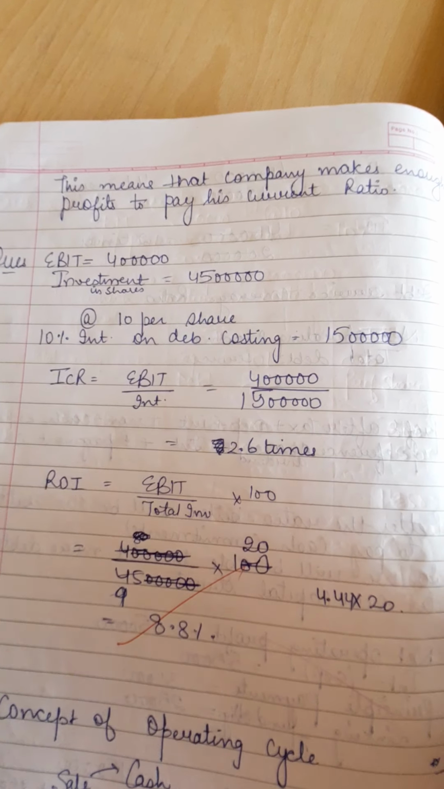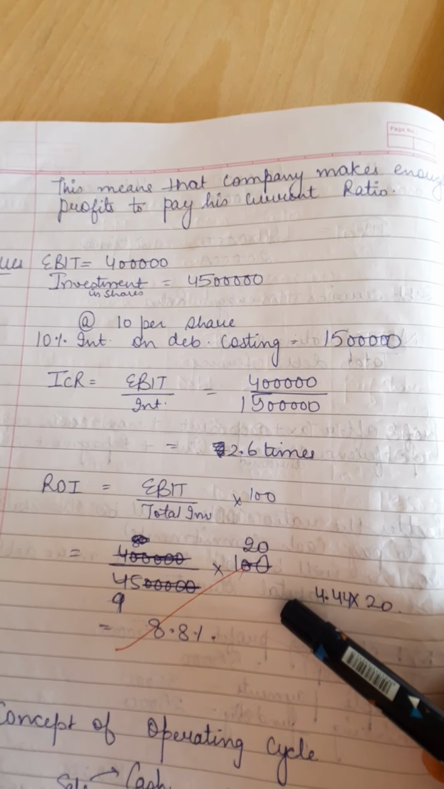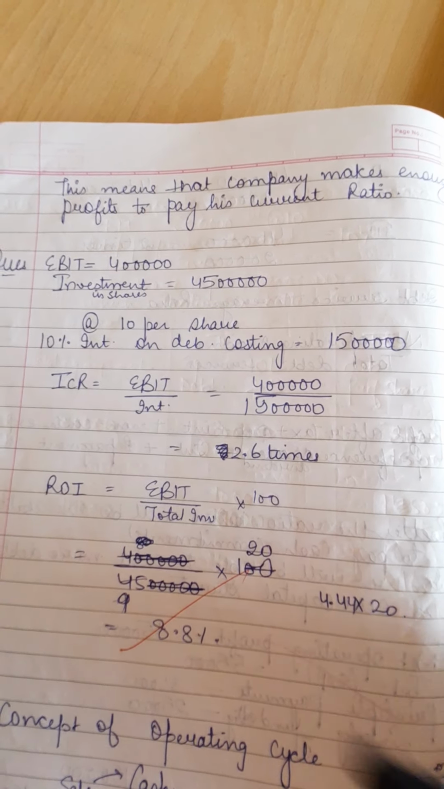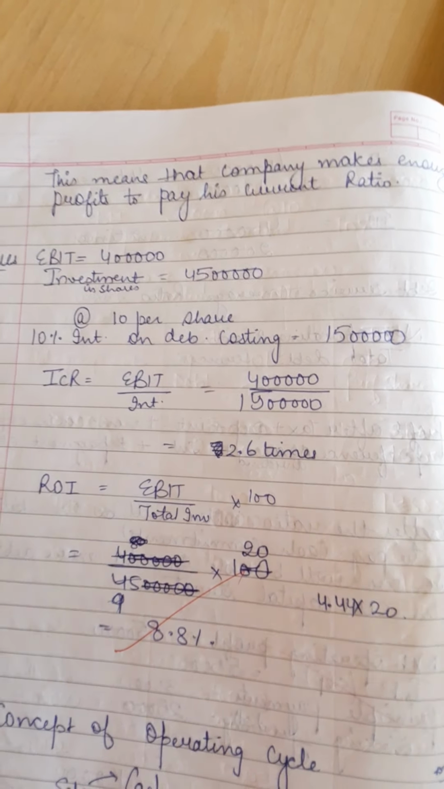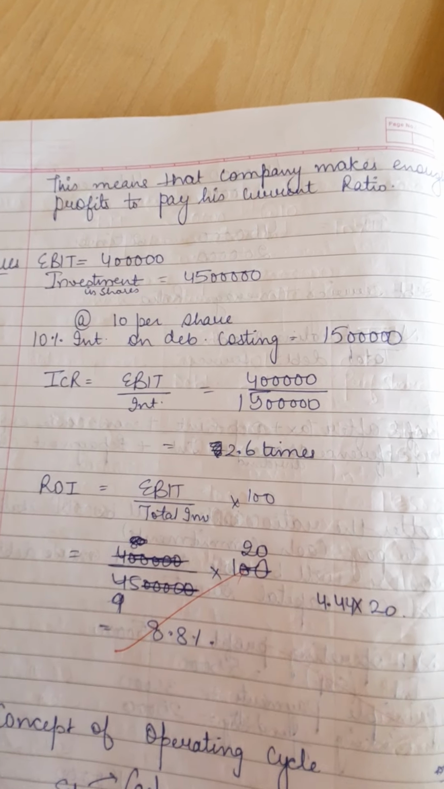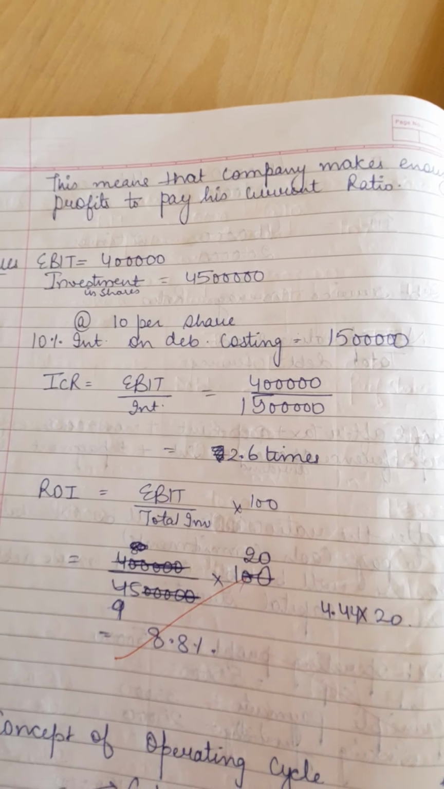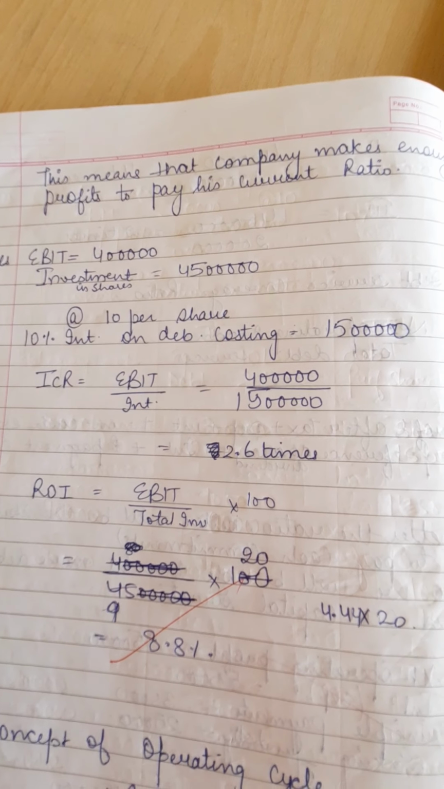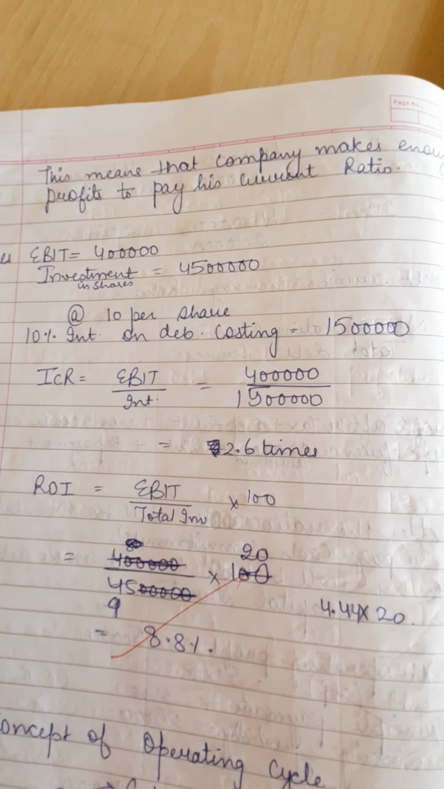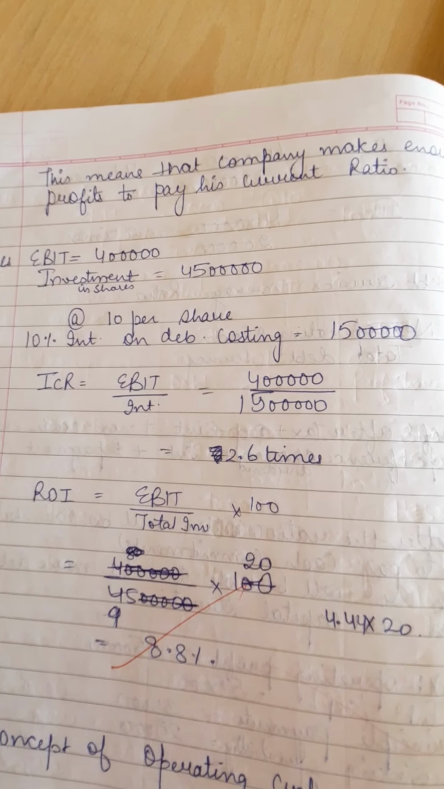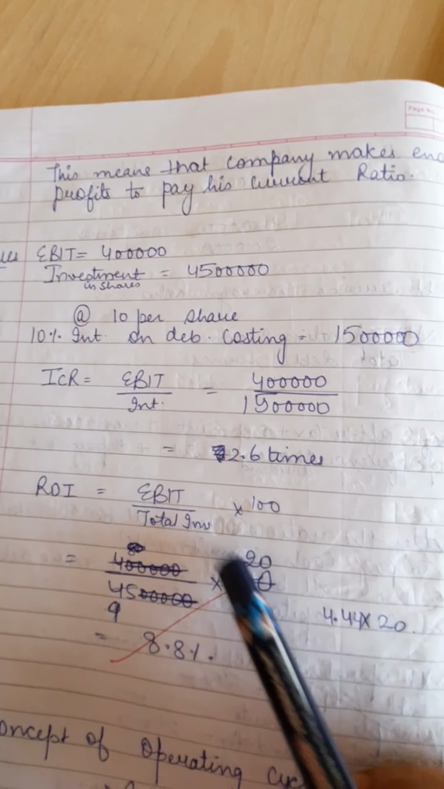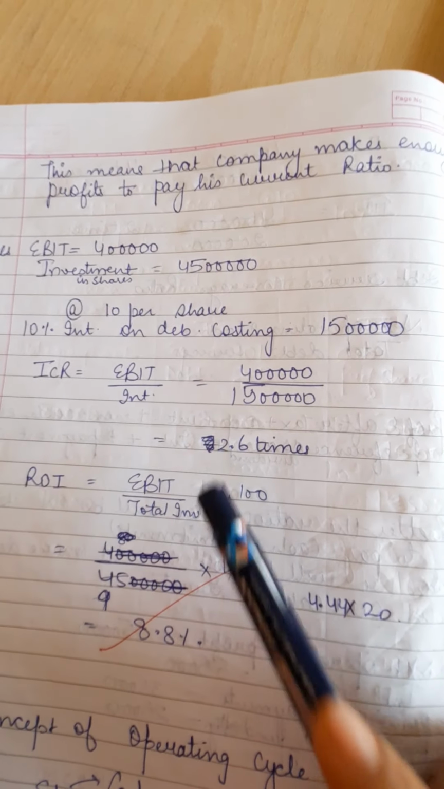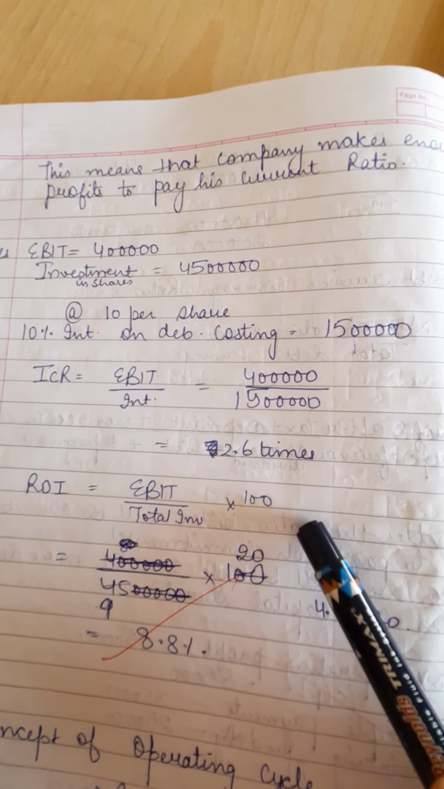Another question can be asked to calculate return on investment. As I told you, return on investment will tell you how capable you are. These are all related to whether you should add debt or equity in your capital structure. So return on investment should always be better than the interest paid. Whatever interest you are paying, it should be better. For example, the formula is earning before interest and tax divided by total investment multiplied by 100.